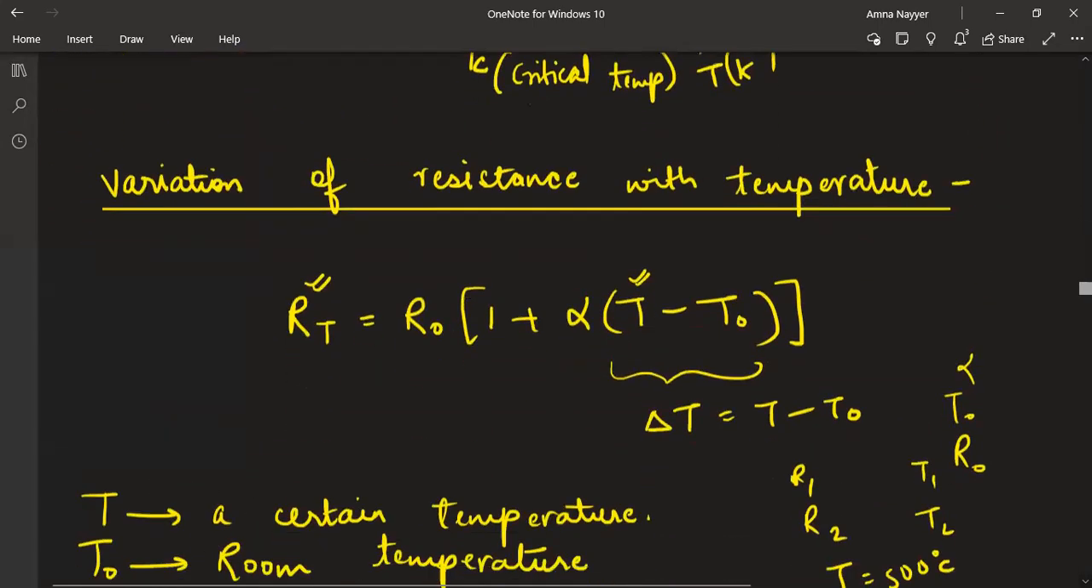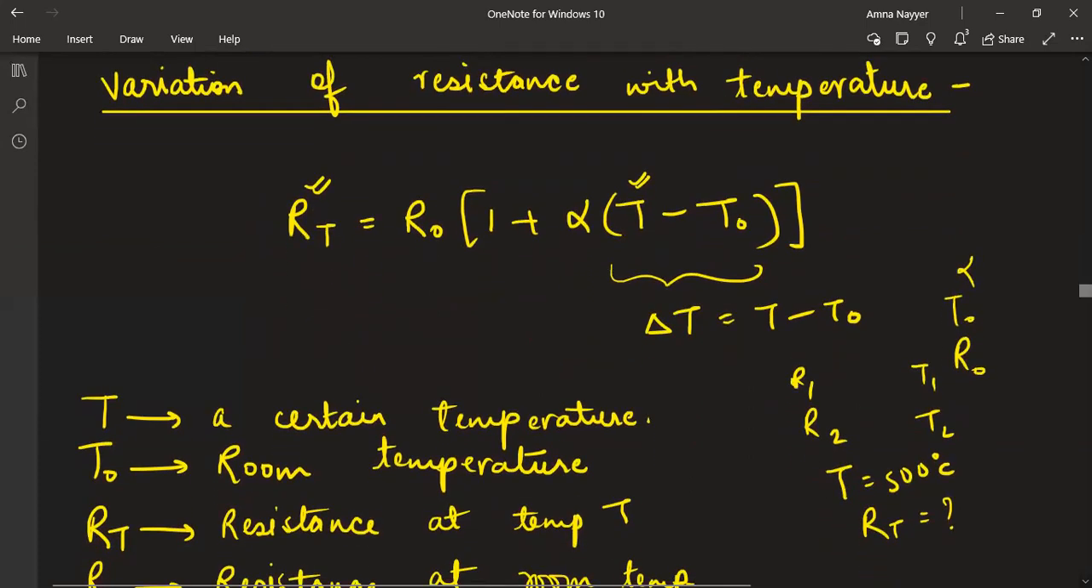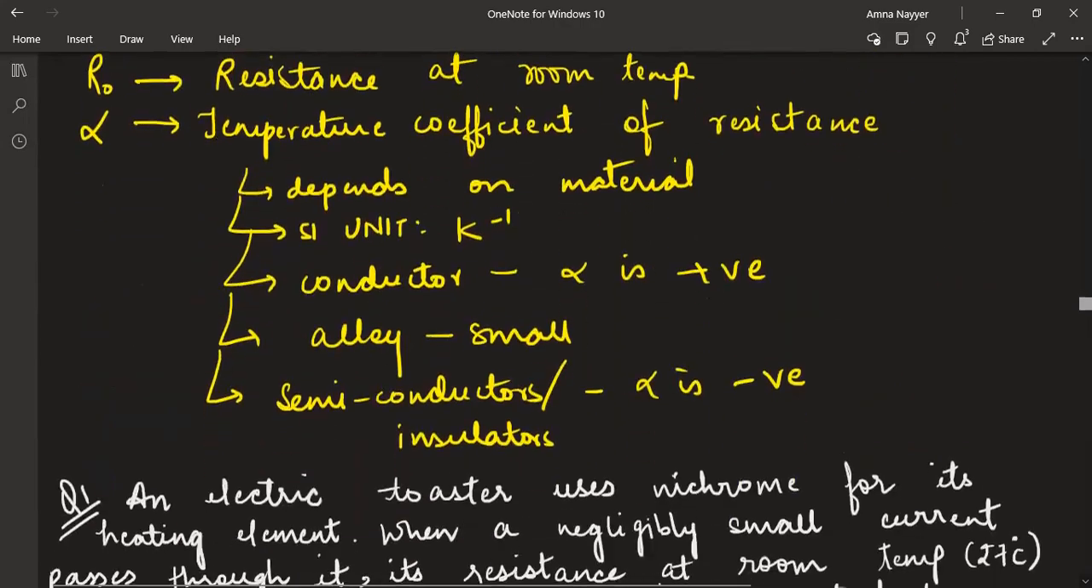Then superconductors is not important. This formula is important: R_T is equal to R naught times (1 plus alpha times (T minus T naught)). This formula is important. Let's practice a question on this too.